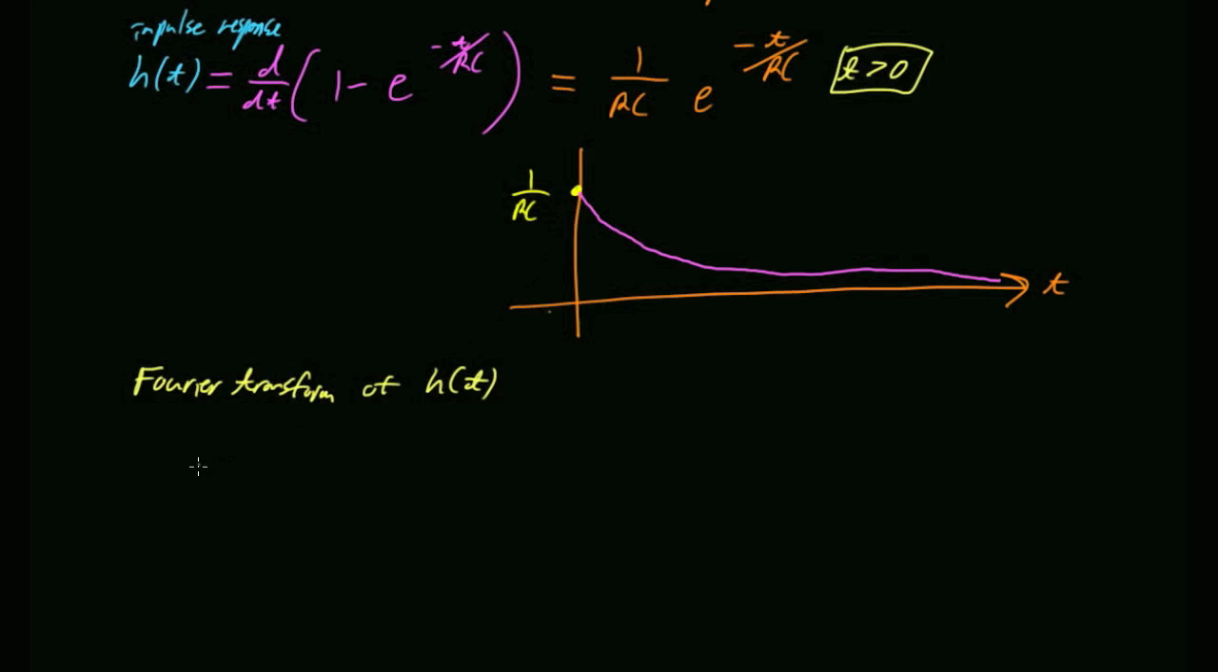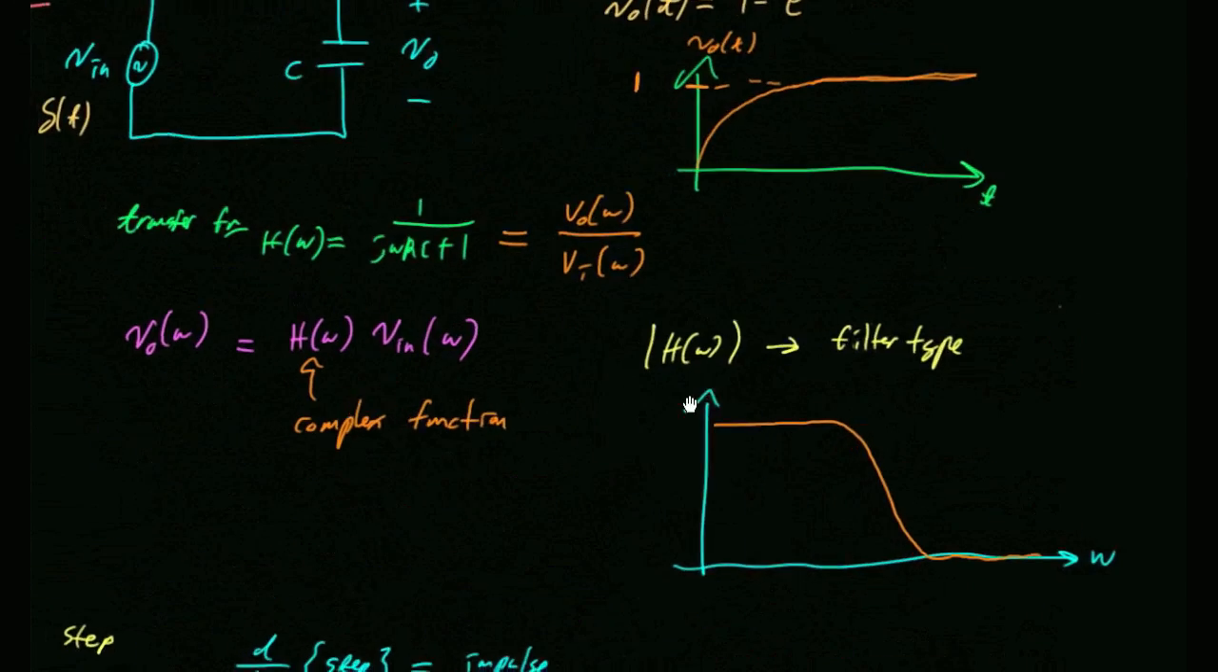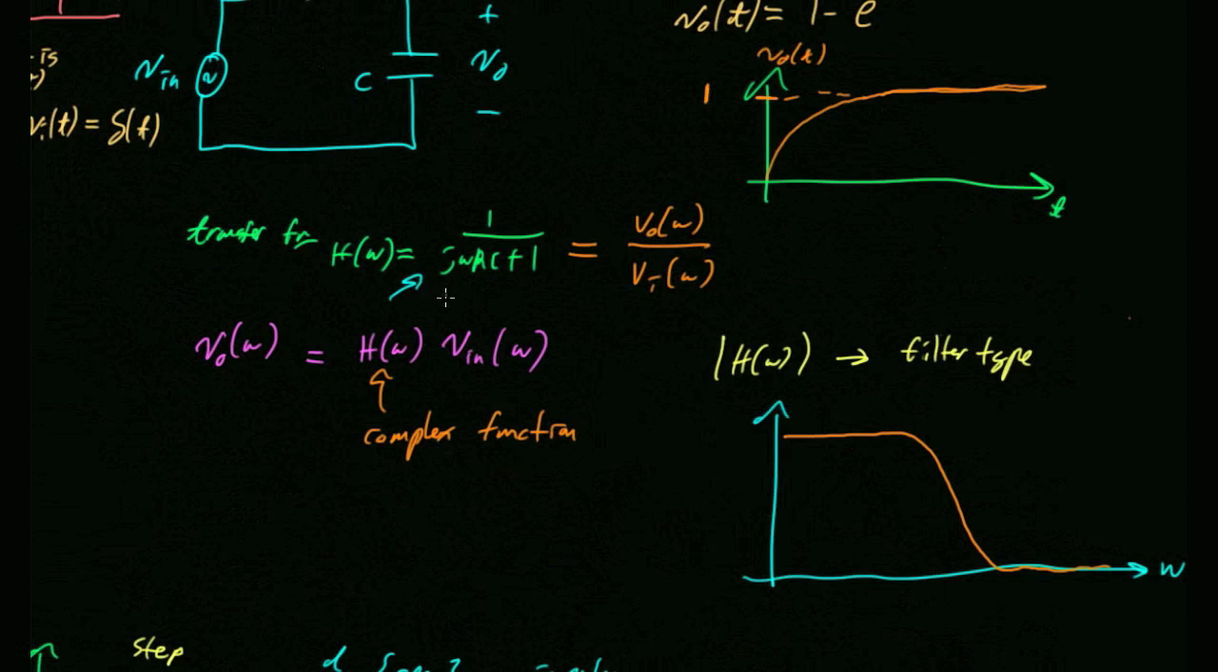Quick question. Yes, sir. When we found H of omega, was that the Fourier transform of v of t? What I did to find H of omega is that I calculated it by taking the Fourier transform of the differential equation. That's the system. That's how I got that.